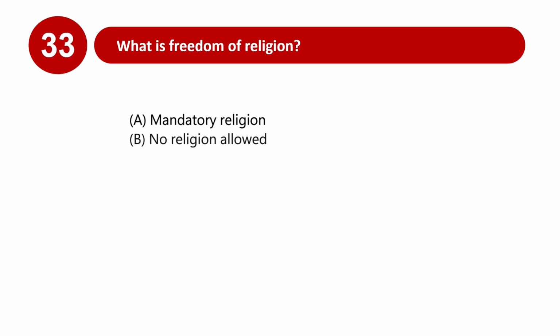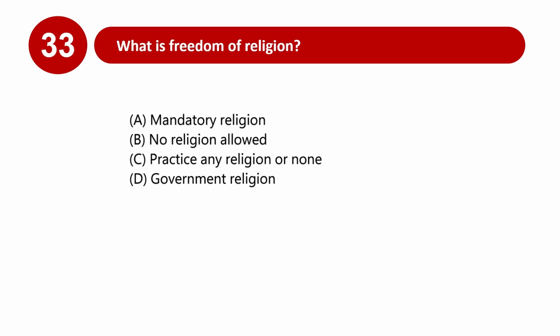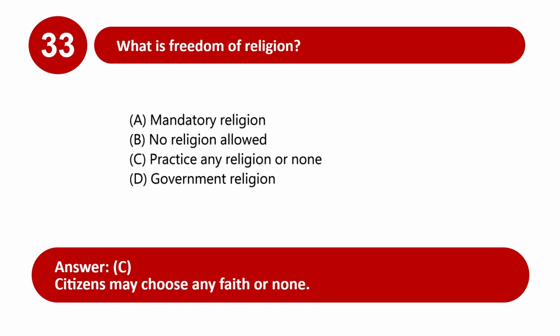What is freedom of religion? A. Mandatory religion. B. No religion allowed. C. Practice any religion or none. D. Government religion. Answer C. Citizens may choose any faith or none.